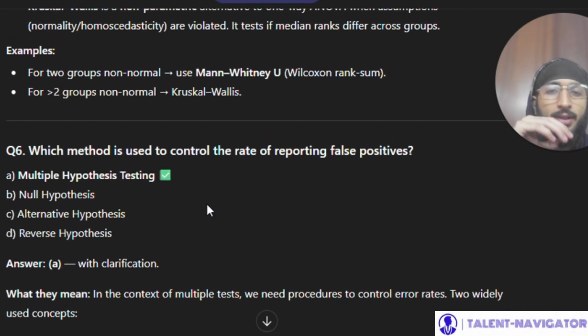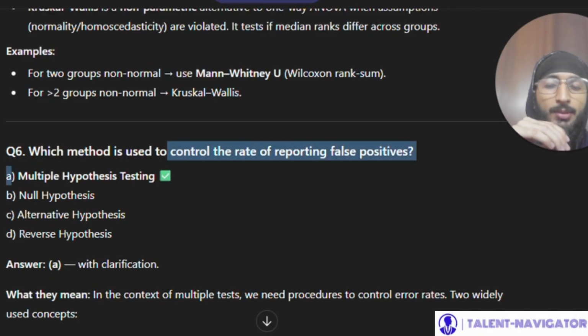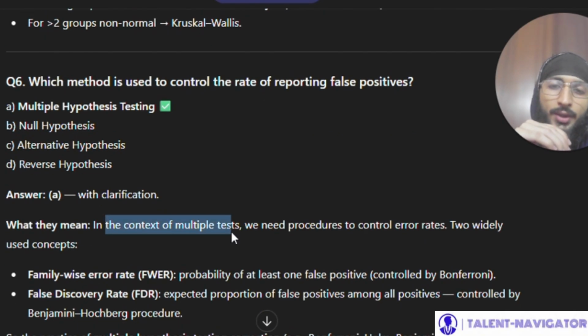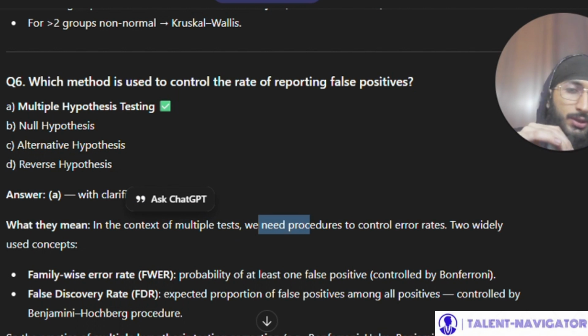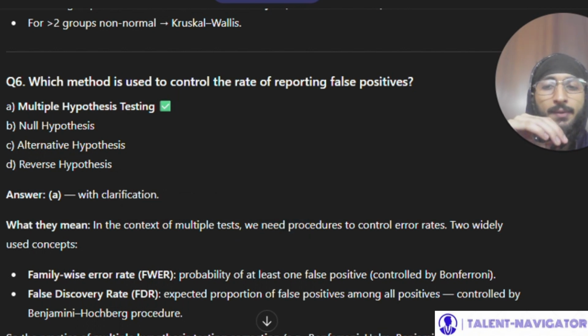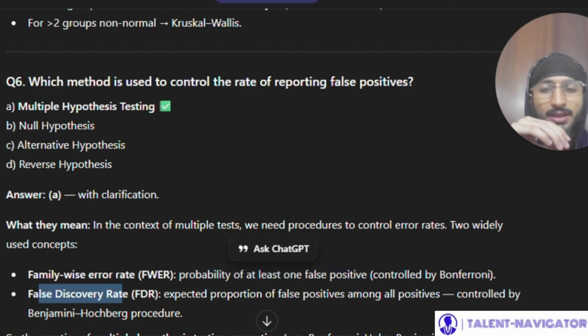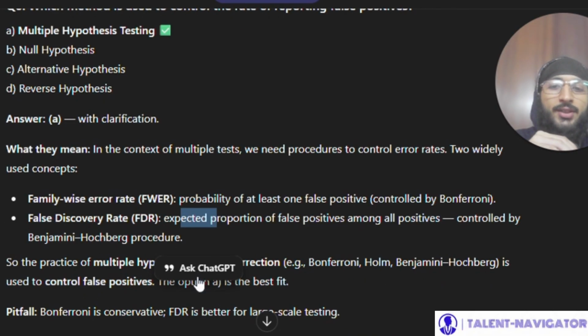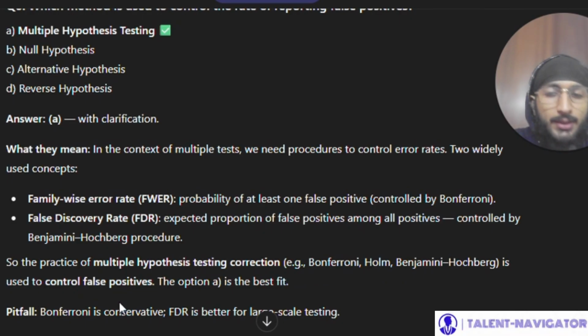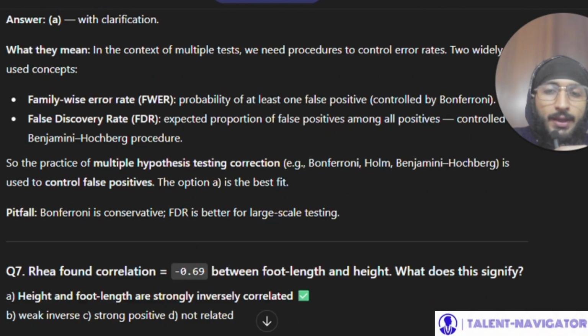Now, which method is used to control the rate of reporting false positives? That is multiple hypothesis testing. In the context of multiple tests, we need procedures to control error rates. Two widely used concepts are the family-wise error rate, the probability of at least one false positive, and the false discovery rate, FDR. So multiple hypothesis testing correction is used to control false positives.